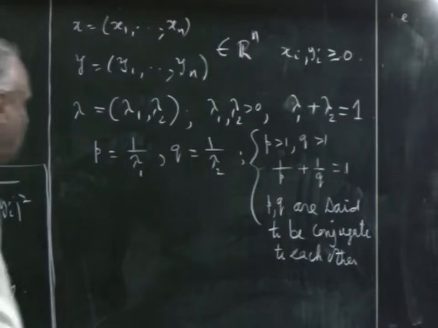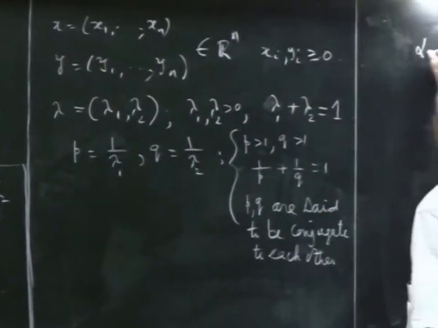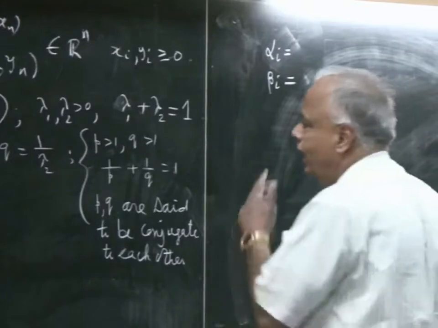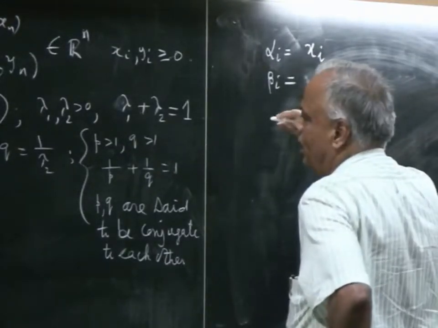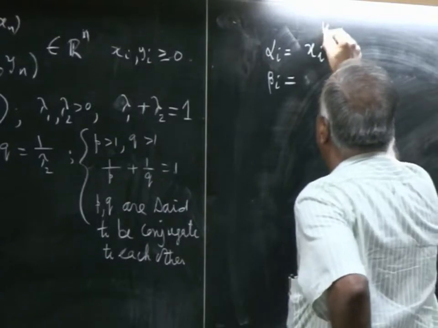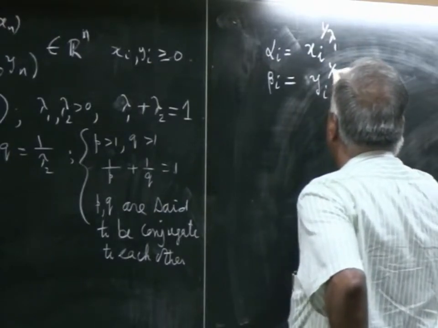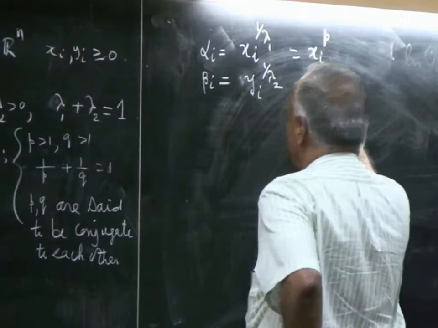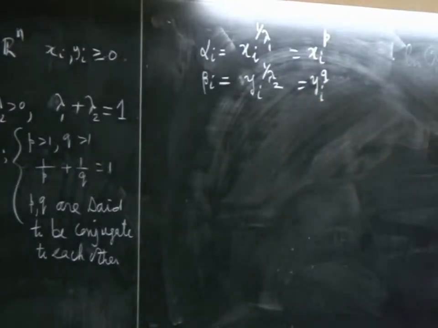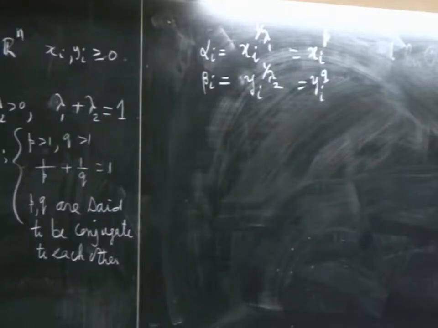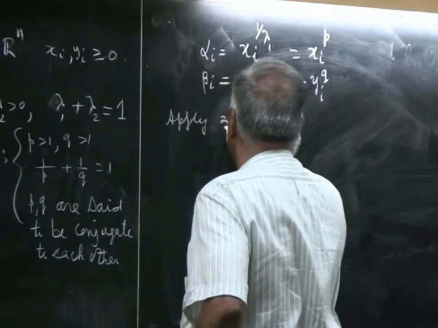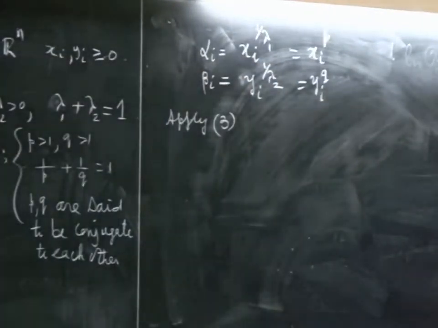Okay. Now, I am going to define the numbers. Let us see. I am going to define alpha i to be xi to the power of p, yi to the power of q, with lambda 1 equal to 1 by p and lambda 2 equal to 1 by q. Then apply inequality 3, the weighted arithmetic geometric mean. What do we have? G lambda.